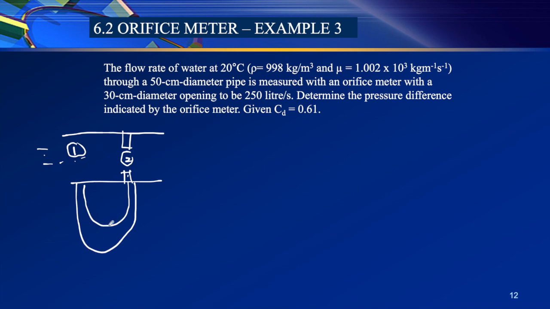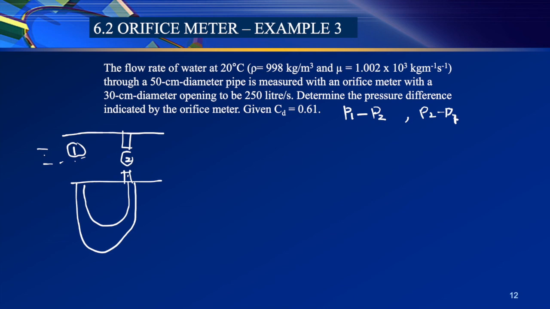We will not use the manometer, but in this question, it asks us what the pressure difference between P1 and P2 is. So you will have to rearrange your equation into P1 minus P2 or P2 minus P1. Either one, it will be the same pressure difference. Both of them will be the pressure difference.